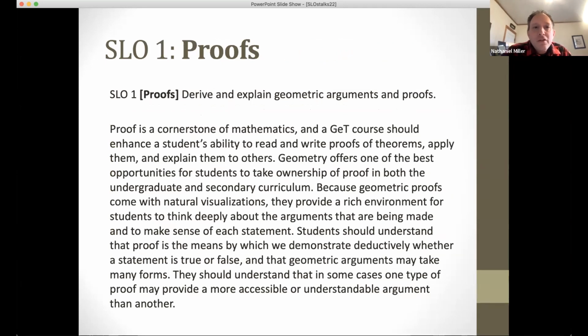So I'll go through these in a little more detail. On each slide, it's a little bit hard to read slides as somebody's talking, but the group did a lot of work in writing these one-paragraph executive summaries of each of the SLOs. And so that's what I've included here on the slide.